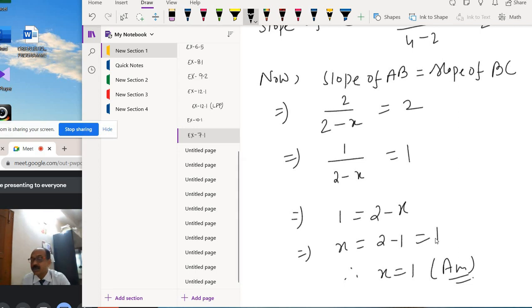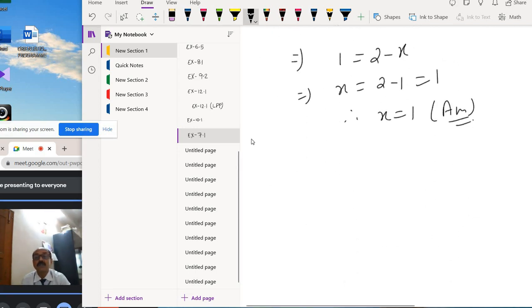Next, see question number 10. Question number 9 you can do the same type, finding the slope. Take 9 as homework. You can try it first.